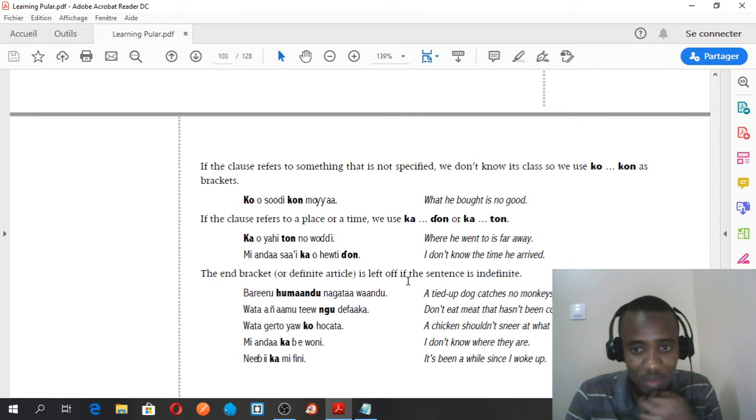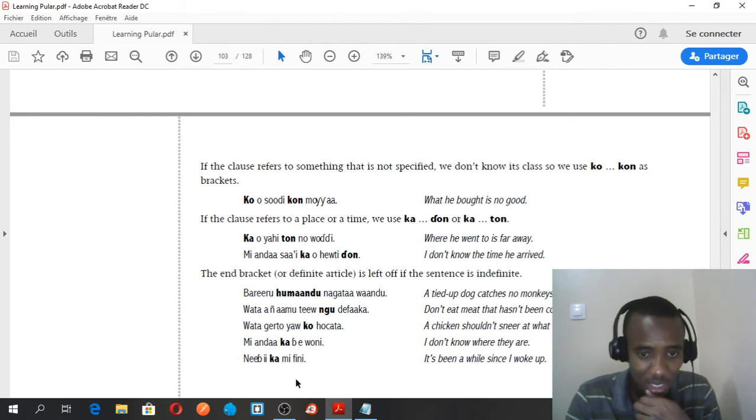The end bracket is left off if the sentence is indefinite. Bare ruhumanu nangata wanu. Nangata, there should be an N here. A tied up dog doesn't catch monkeys, or doesn't catch a monkey. Wata anyamu teu ngude father. Wata gerto yao kohotchata. Here you can say yao or yawa. Yawa gol means to sneer, like to belittle something. Me anda kabe woni. I don't know where they are.